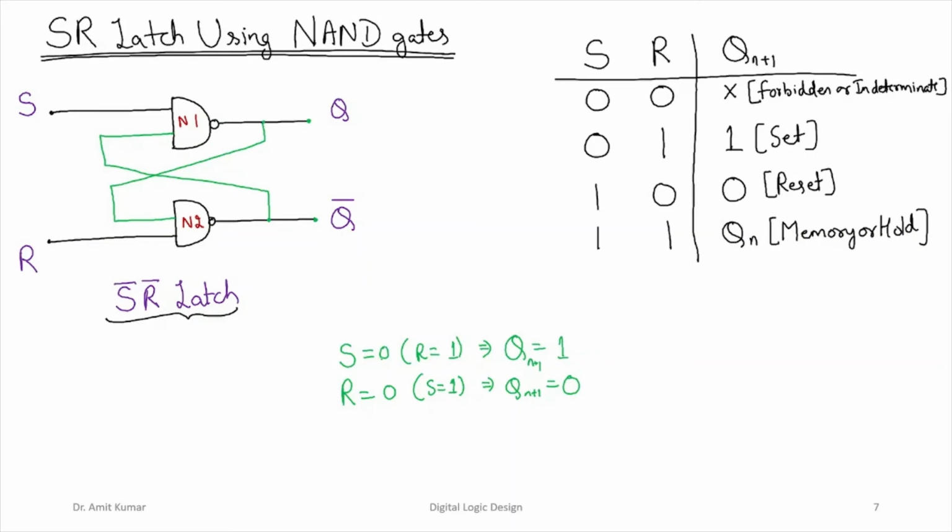If you look at the values of the input terminals, these are active low. S has to be an active low signal in order to set the output, and R has to be an active low signal in order to reset the output. This is the set state and this is the reset state of the latch, and the inputs have to be in active low states. Due to this reason, we also call this SR latch implementation using NAND gates the S bar R bar latch.